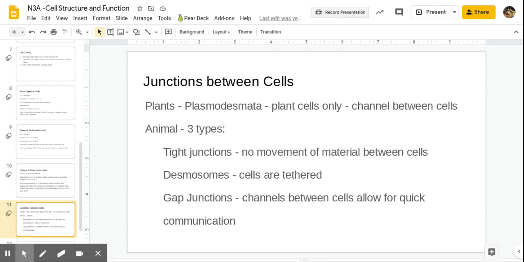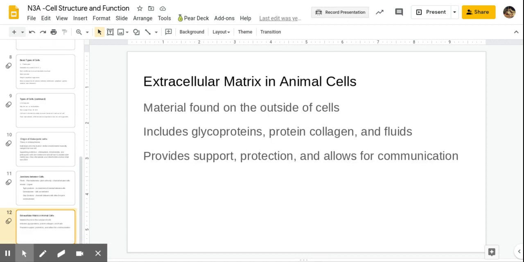The third type of animal junction is called gap junctions. And these are channels between the cells, kind of like what you see with the plasmodesmata, and they allow information to be conducted between the cells quickly. A classic example of this is our heart, because in our heart, all the cells have to pump at the same time. If they don't, the fluids get backed up and then we run into major problems. So again, gap junctions allow for quick communication.